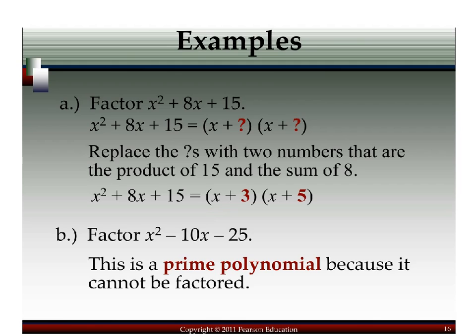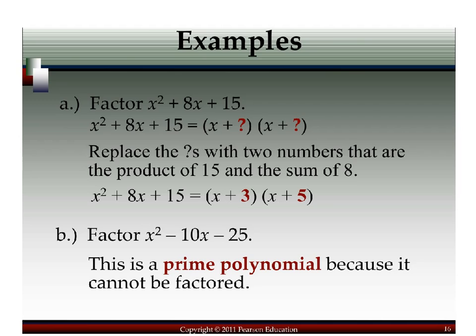Now, part B here of this example, I have x squared minus 10x minus 25. This polynomial is known as a prime polynomial because it cannot be factored. There are not two factors of negative 25 that add up to negative 10.